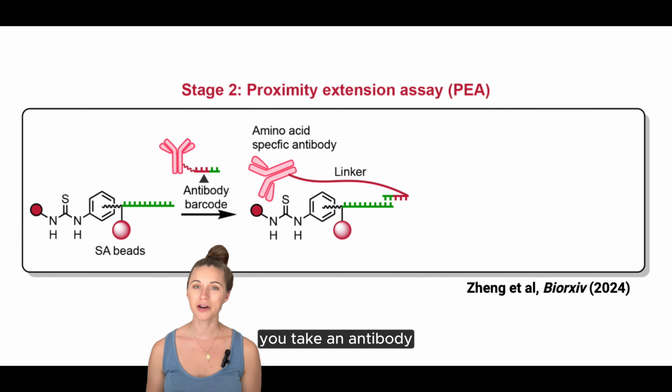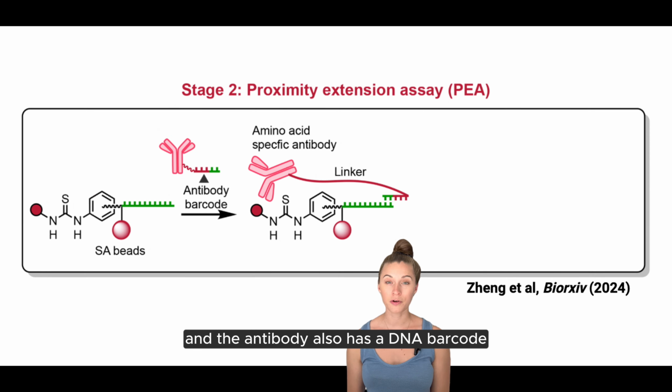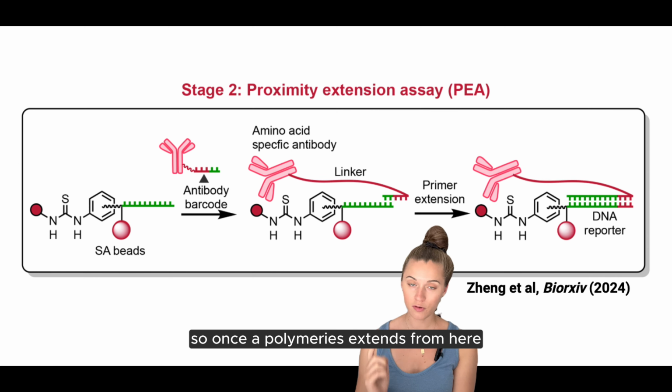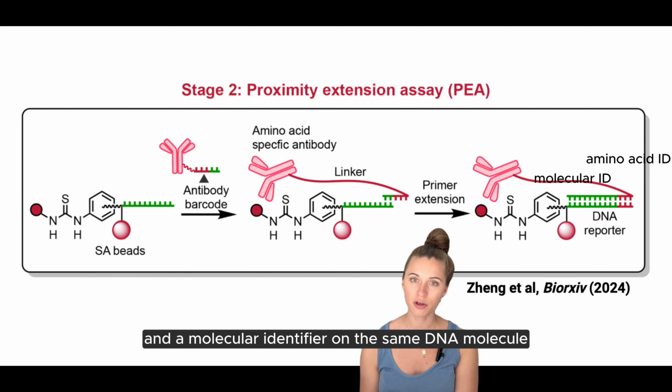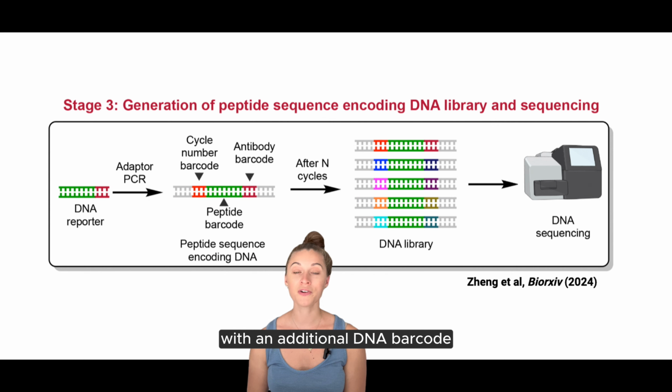Well, now you take an antibody that specifically binds one amino acid, and the antibody also has a DNA barcode, a piece of which is complementary to the amino acid's DNA. So once a polymerase extends from here, you have an amino acid identifier and a molecular identifier on the same DNA molecule.